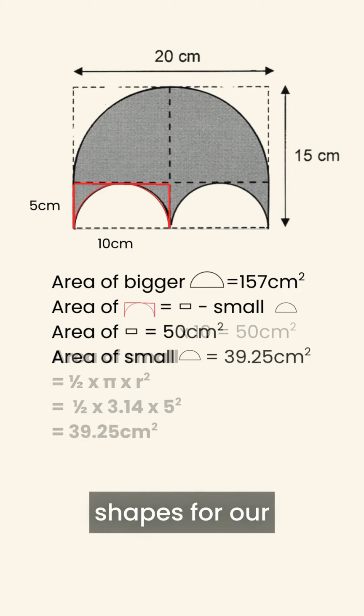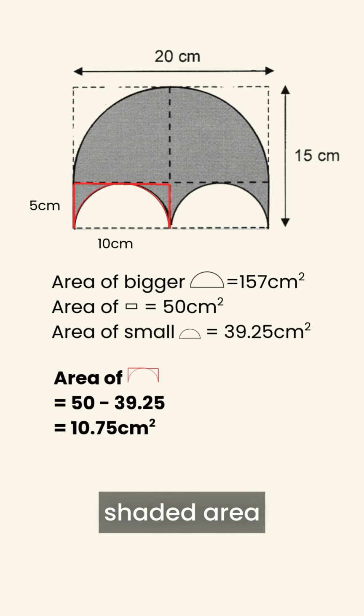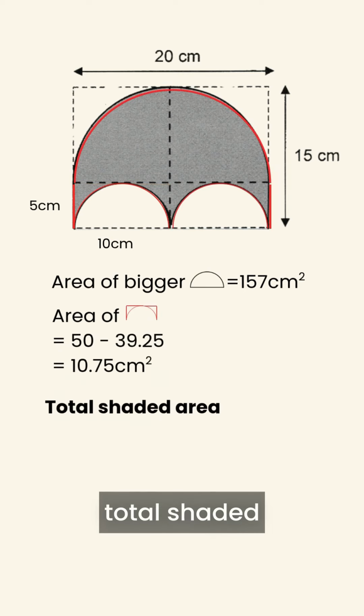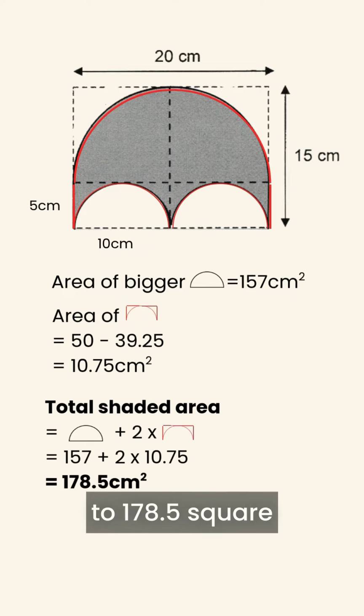Now we know the different shapes for our semicircle and rectangle. We can get the area of the smaller shaded area, which is basically 50 minus 39.25, which gives us 10.75. So now to get the total shaded area, which is basically the bigger semicircle plus 2 times the shaded area below the big semicircle, which is equal to 178.5 square centimeters.